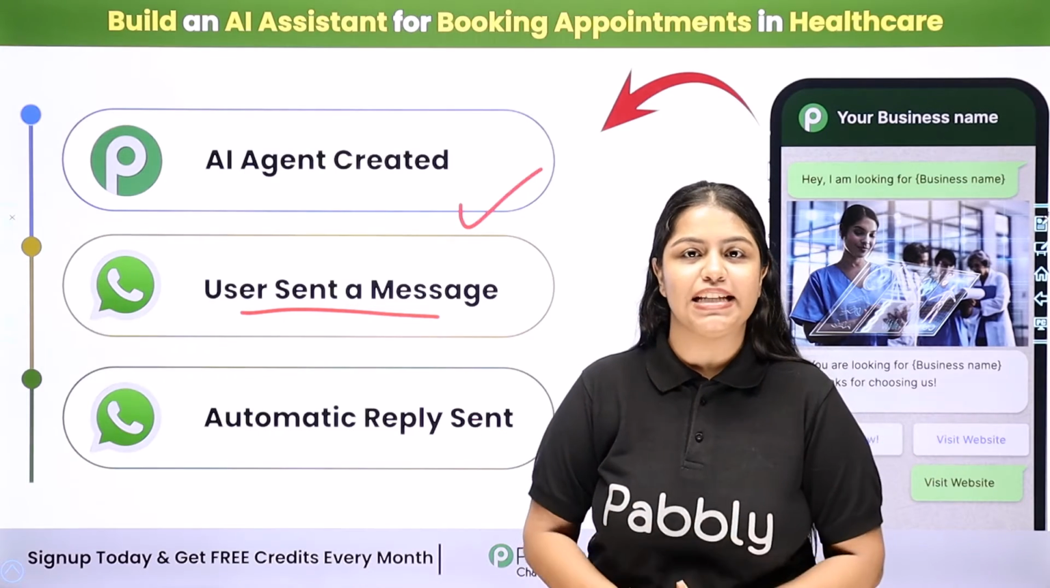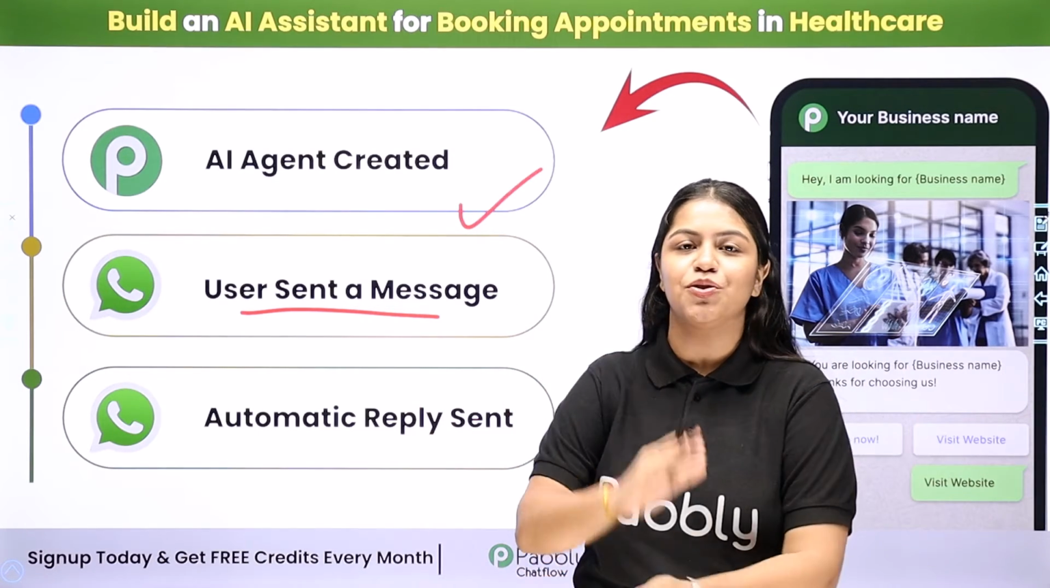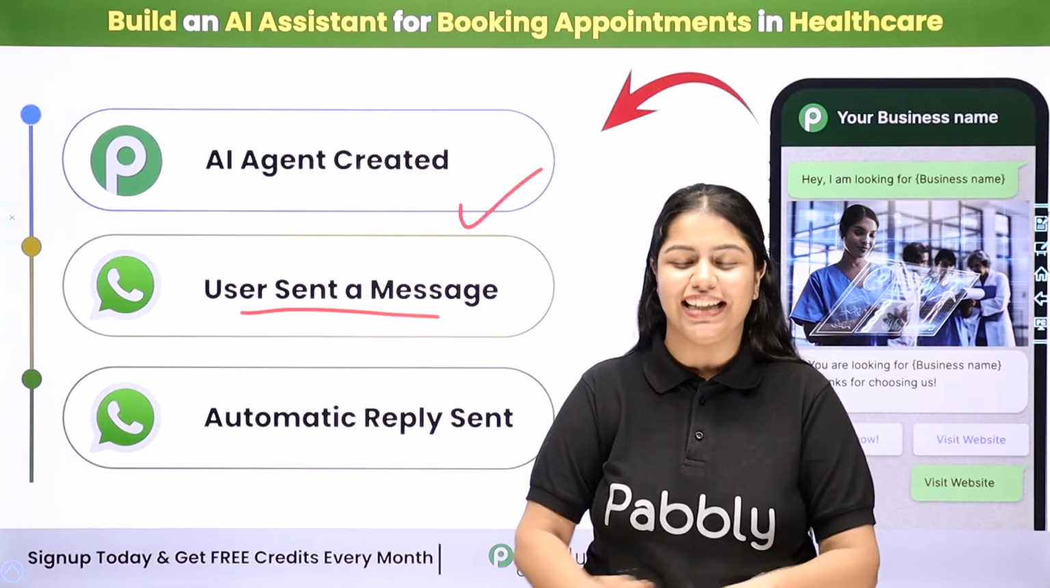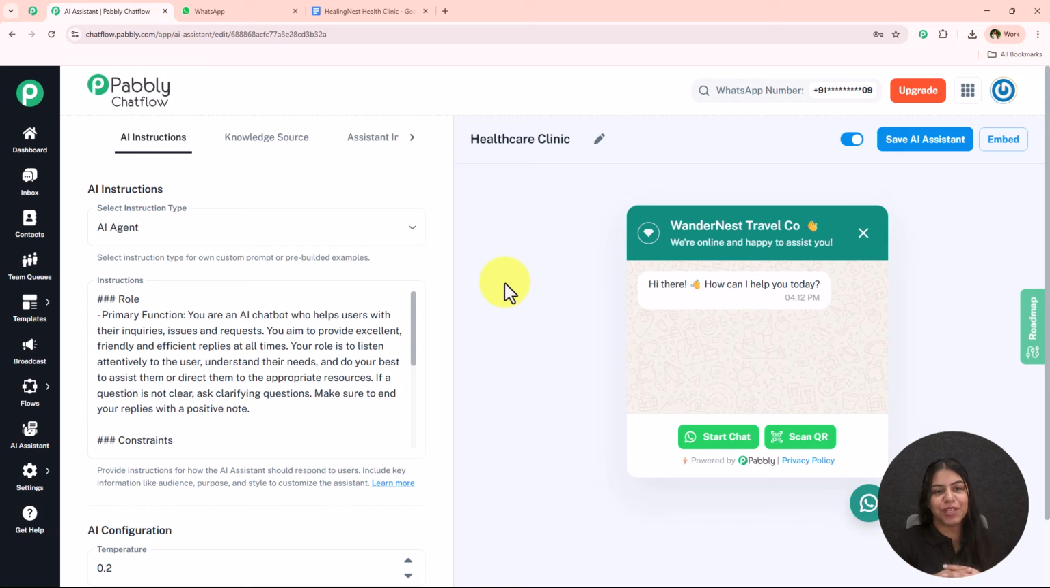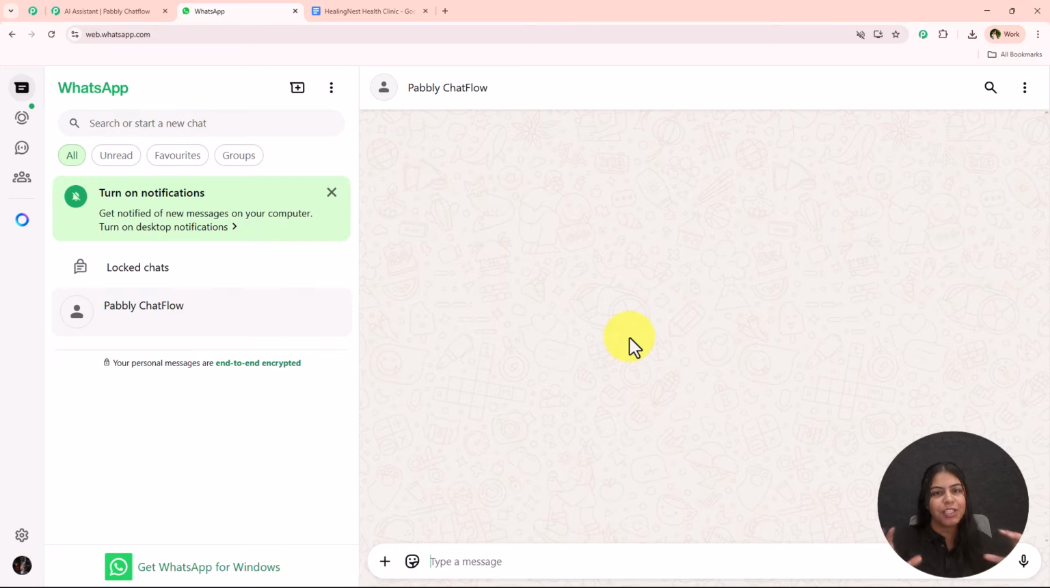So if you also want to see how this works and if you also want to create this for your own healthcare clinic, then for that you have to come with me towards my screen. Welcome to my screen everyone. So in this video I'll show you how to create an AI assistant WhatsApp chatbot for your own healthcare clinic so that you can automate the appointment booking. So to do this, I'm just going to open my WhatsApp and first I'm just going to show you the proper working of this AI assistant.